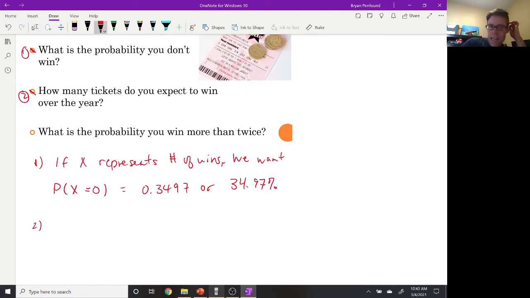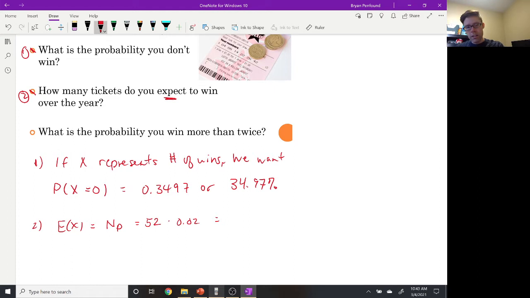Okay, the second question is, how many tickets do we expect to win over the course of the year? And the keyword here is expectation, right? So that tells me that I should be thinking about the expected value. This is a measure of center. This is a good single number equivalent that's going to give us an idea of what we should expect to see over the course of the year. And the expected value for the binomial distribution is N times P. Okay, so for us, we have 52 attempts, and each of those attempts has a 2% probability of being a success. So multiplying these two numbers together, we should get our expected value.